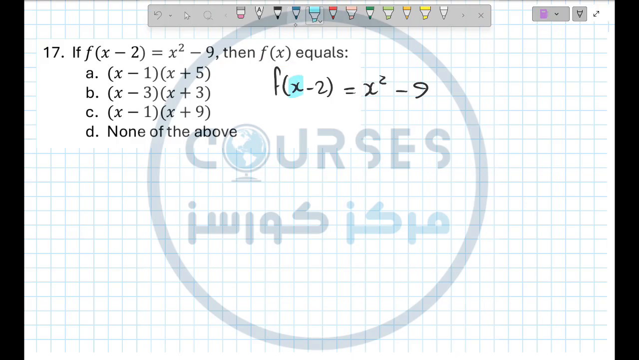So I'm gonna replace this x with x plus 2. Of course, not just this x. You're gonna replace one x, it will be all x's.